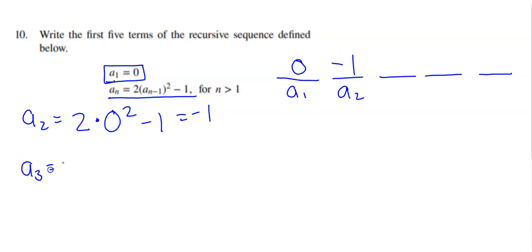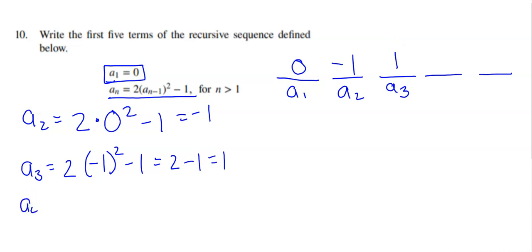For my a sub 3, I'm again going to just plug my values in. It's going to be 2 times my a sub 2 value of negative 1, squared, minus 1. Watch your signs here. Negative 1 squared is positive 1. Positive 1 times 2 is 2, minus 1 is equal to 1. So my a sub 3 term is equal to a positive 1. For my a sub 4, it's going to be 2 times my a sub 3 term of 1 squared, minus 1, which is equal to 2 minus 1, which is equal to 1.